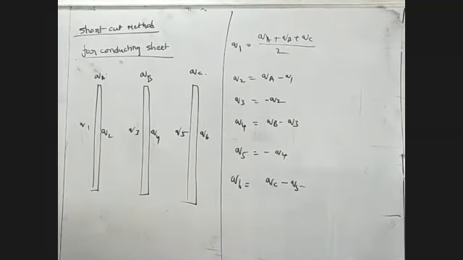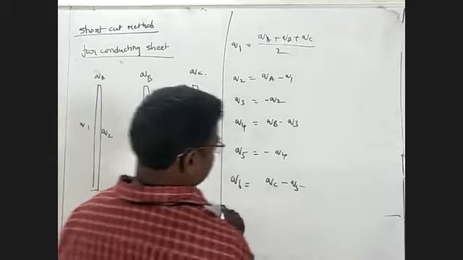That is the shortcut method. Q1 means (QA plus QB plus QC) by 2, Q2 means QA minus Q1, Q3 is equal to minus Q2, Q4 is equal to QB minus Q3, Q5 is equal to minus Q4, and Q6 is QC minus Q5. This is the shortcut method.